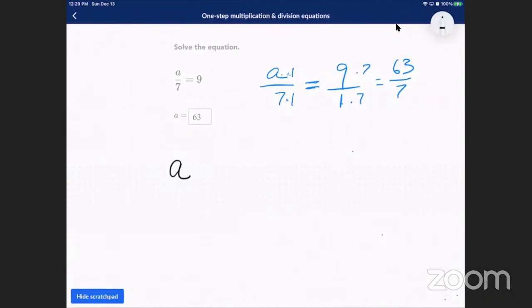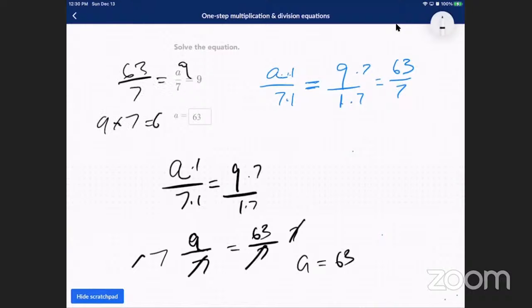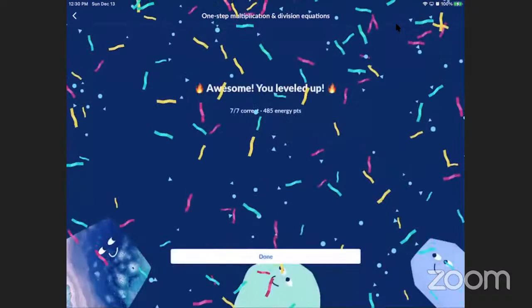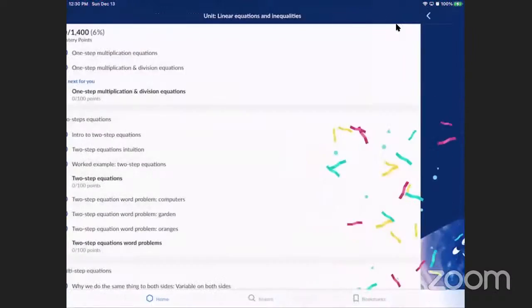a over 7 equals 9. You would have a 9 on both sides. This would lead to a over 7 and 63 over 7. Then you would multiply by 7 on both sides, canceling them out, leaving just a equals 63. And then we know that 63 over 7 equals 9, because 9 times 7 equals 63. And there we go.